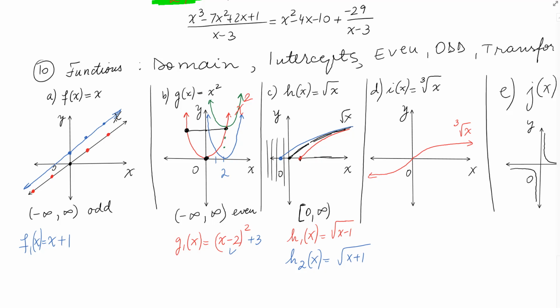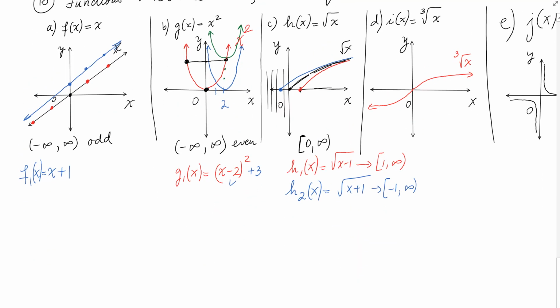Now, when we have these shifted functions, the domain changes. The domain for the red one would be from 1 to infinity. The domain for the blue one would be -1 to infinity. So something to remember: when we have the square root of an expression, in order to find the domain, we always have to set the expression to be greater than or equal to 0.